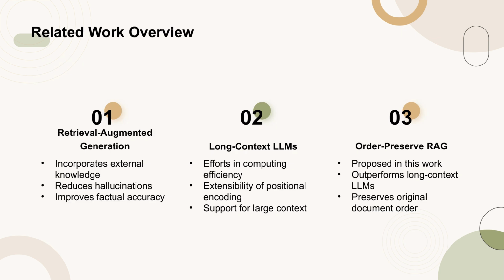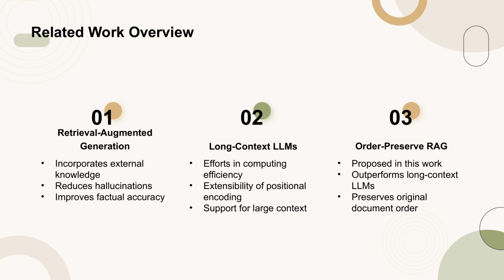The related work section discusses two main areas: retrieval-augmented generation, RAG, and long-context language models, LLMs. RAG systems incorporate external knowledge to provide up-to-date and specific information, thereby reducing errors and improving accuracy. Prior to the advent of long-context LLMs, RAG was a promising solution for handling short context windows. On the other hand, long-context LLMs have seen significant advancements in computing efficiency and positional encoding extensibility, enabling support for extremely large contexts. Recent flagship models like GPT-4o and Llama 3.1 exemplify this progress.